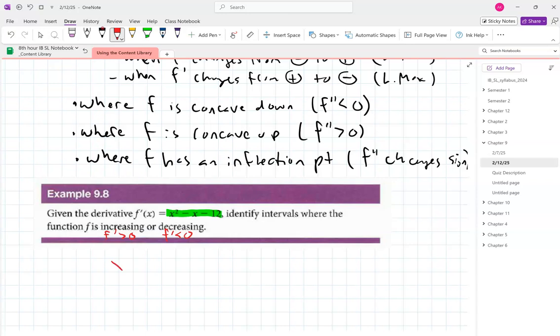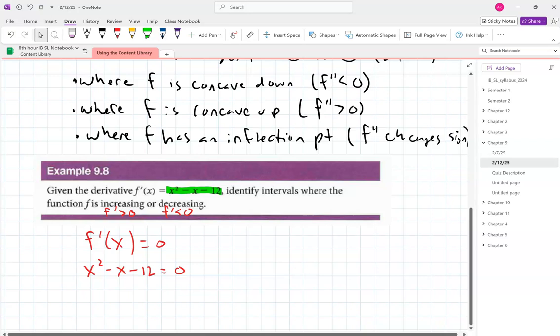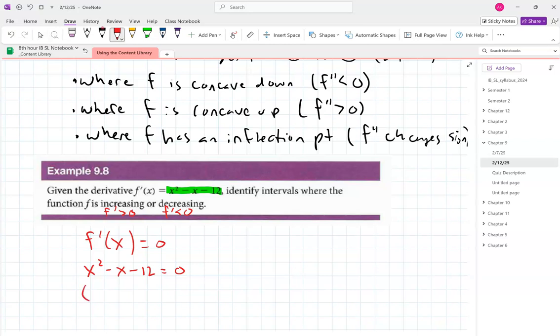So all I have to worry about is where that derivative is equal to 0. So I'll set x squared minus x minus 12 equal to 0. How do I solve something like that? Yeah, factoring seems like a good process here. How does it factor? It's going to be x minus 4 and x plus 3, right? Minus 4 and positive 3. So our solutions are 4 and negative 3.